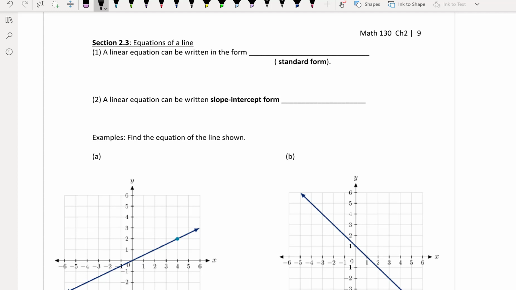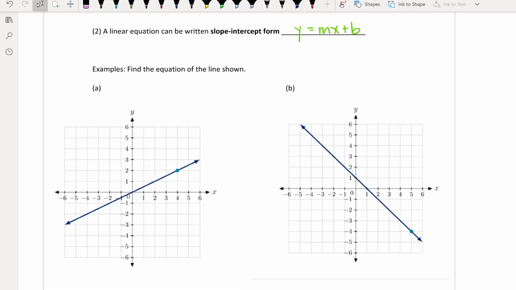A linear equation can be written in standard form, ax plus by is equal to c, given that a and b are not fractions. That's what it means for it to be in standard form. A linear equation can be written in slope-intercept form if it's y is equal to mx plus b. Usually this is what we prefer, to write it in slope-intercept form.